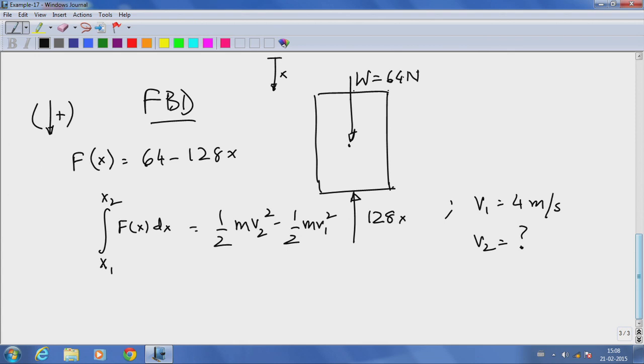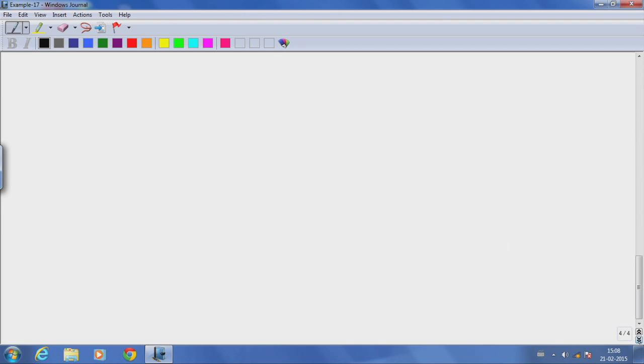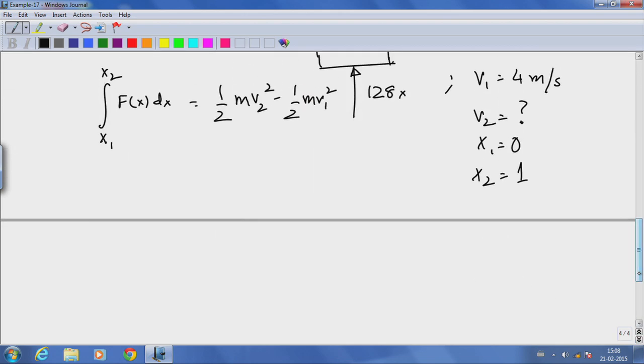Okay. So, let us do this integration between x1 equal to 0 and x2 equal to 1. So, integral 0 to 1, 64 minus 128 x dx, the actual work done is equal to that. Let us compute that first.